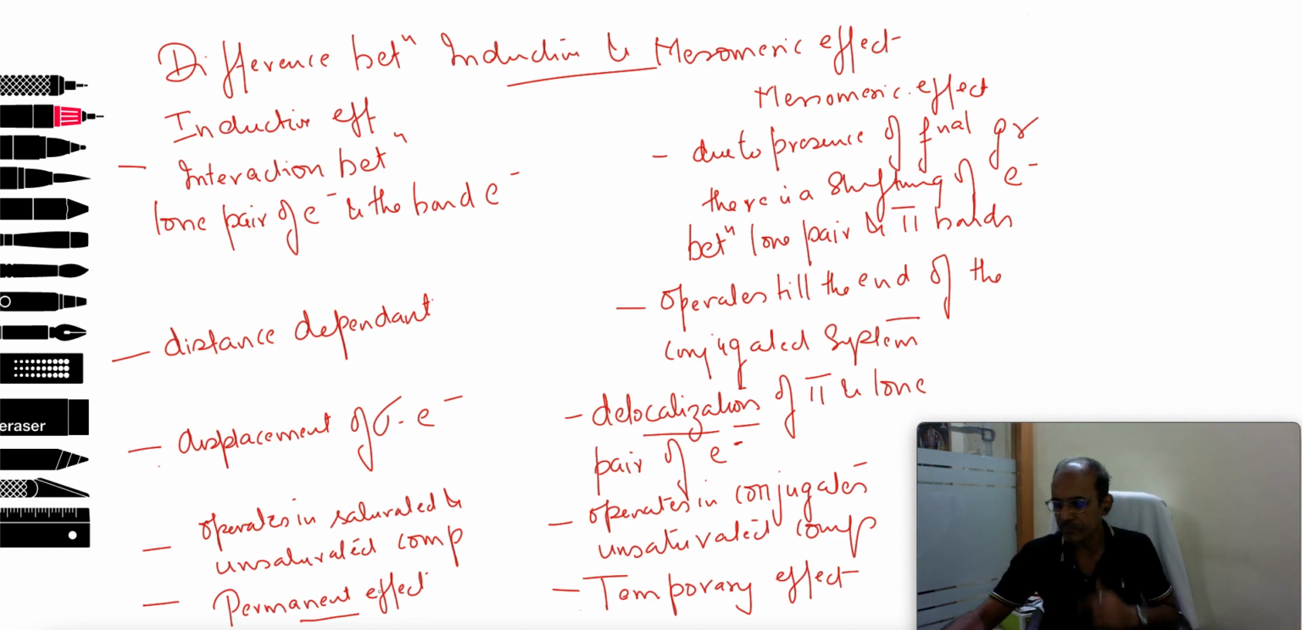Fine? Okay. So this much I think is enough for today's lecture, where we have seen different types of effects: inductive effect, resonance effect. In resonance effect also we have seen mesomeric effect, and initially we saw electronic effect. What is electronic effect? Fine. Then we also saw the application of inductive effect.